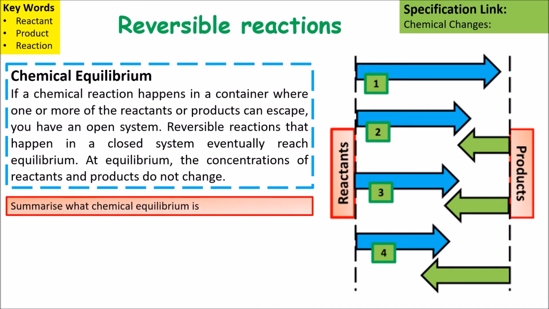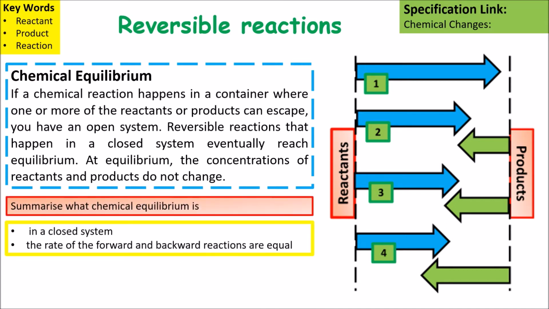So we're summarising what chemical equilibrium is. The important things to note down are that it's happening in a closed system and the rate of the forward and backward reactions will be equal.